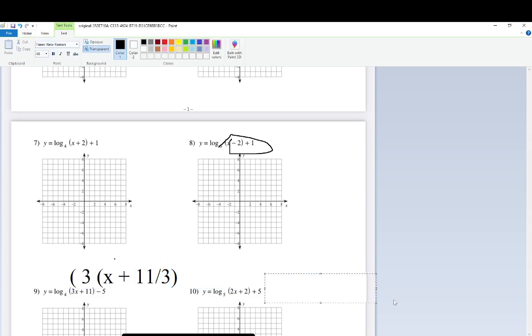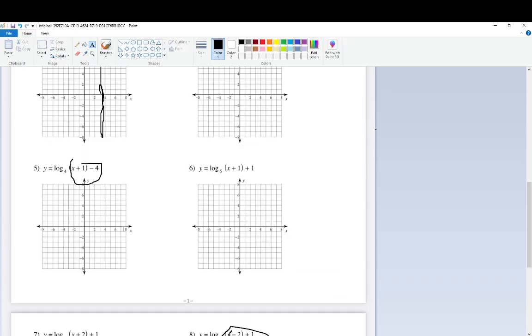This is also not transformed correctly. You'd have to factor out that 2, and you get x plus 1. That means I divide all my x values by 2, and then I subtract 1. You must always multiply or divide first before you apply this. And that's the correct transformation. That's it for that one.